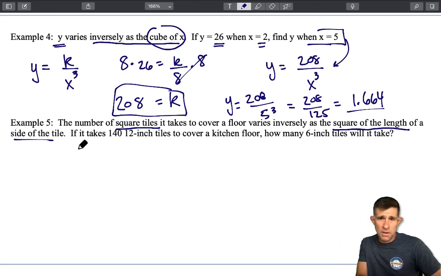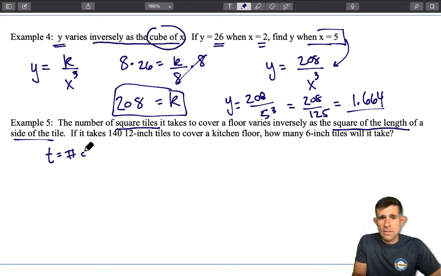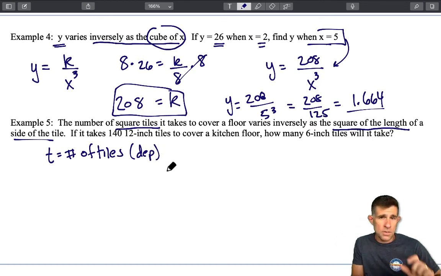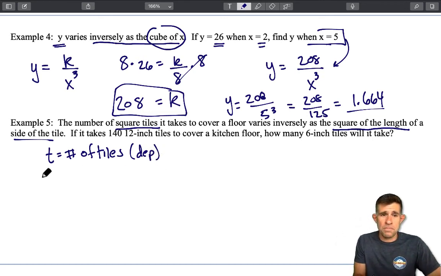All right, I'm going to pause there and think about our variables. We have t for the number of tiles, and I'm going to say that this is going to be the dependent variable because the number of tiles is going to depend on the size of the tile. The other variable we have is the length of the side of the tile. So that's the edge length. We're going to call that E.